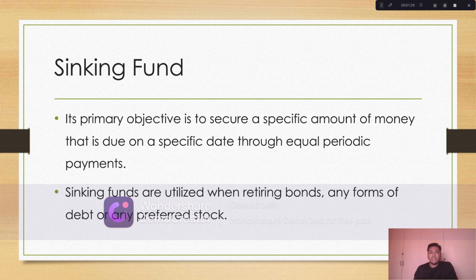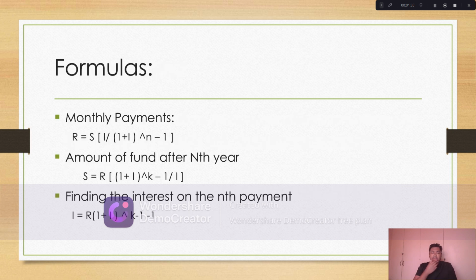For us to have a better understanding of the sinking fund, we will proceed to the formulas. As I mentioned earlier, a series of periodic payments. So we need to find out how much we would be paying on each periodic payment. As you can see on the screen, R is equal to S multiplied by i over 1 plus i raised to n, subtracted by 1. That would be the baseline for the periodic payment, the equal amount that you would always see in a sinking fund.